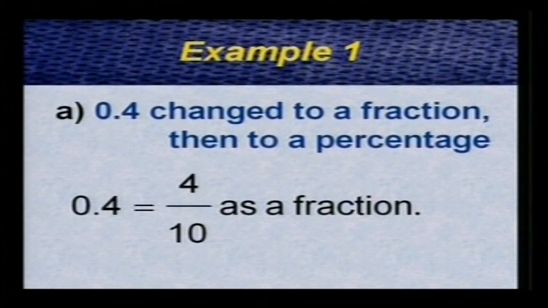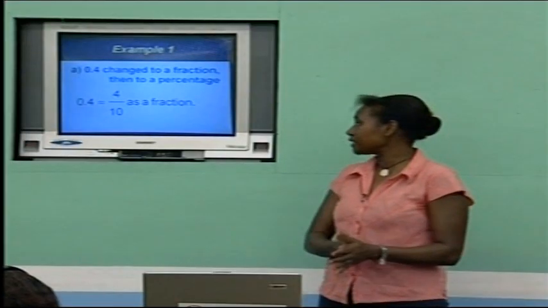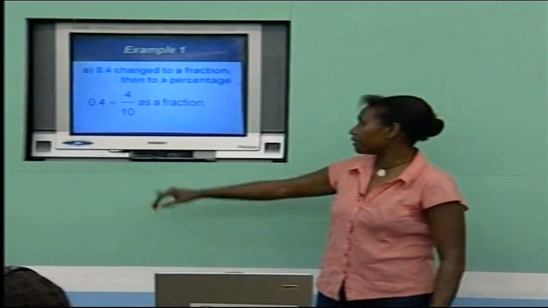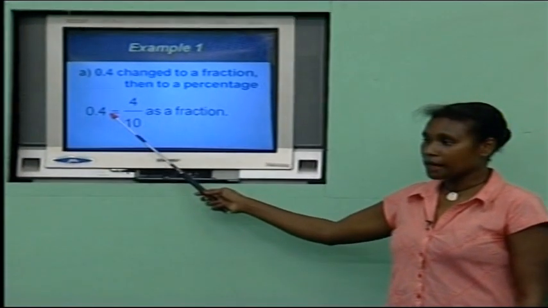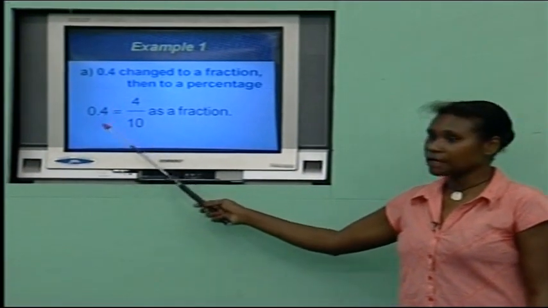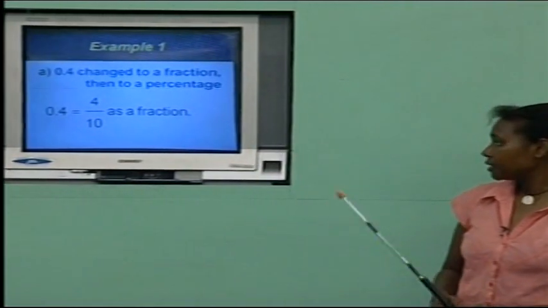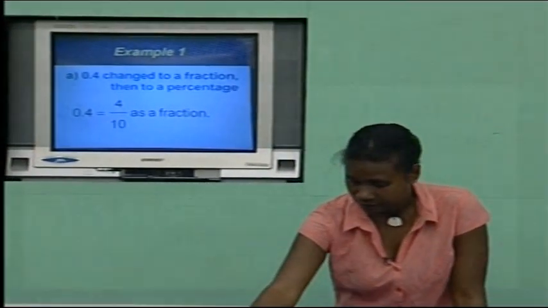How about having another answer? Who's got another answer? How many numbers do I have after a decimal point? I'm giving you a key here now. How many numbers? Glenda? 1. 1 number after the decimal point, which means we are to write it out of 10 because I have only 1 zero in the number 10. If I have 2 numbers, then it will be out of 100. So we have 4/10 as a fraction.